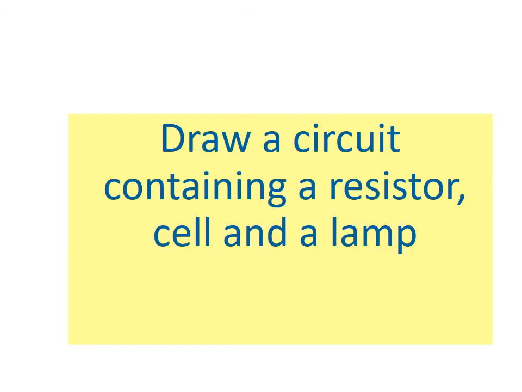What's this the symbol for? A resistor. What's this the symbol for? A variable resistor. So what I want you to do now is draw a circuit containing a resistor, a cell and a lamp. So grab your pen and paper and have a wee go.